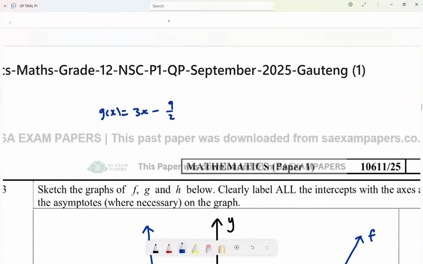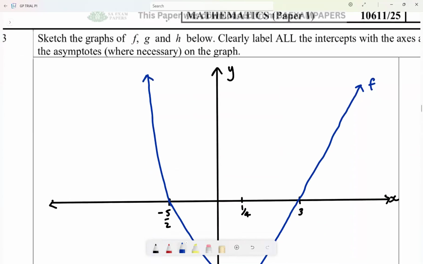So for the x-intercept, I let y equal to 0. So I'm going to have 0 is equal to 3x minus 9 divided by 2. And then I'm going to have 9 divided by 2 is equal to 3x. Dividing by 3, it's the same as multiplying by 1 over 3. It's going to be 3 divided by 2, which is the same as 1.5. So 1.5 is the x-intercept, somewhere in the middle here.